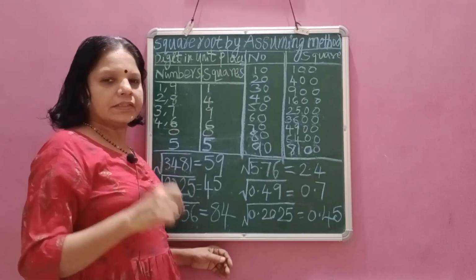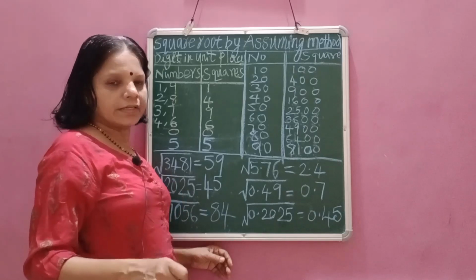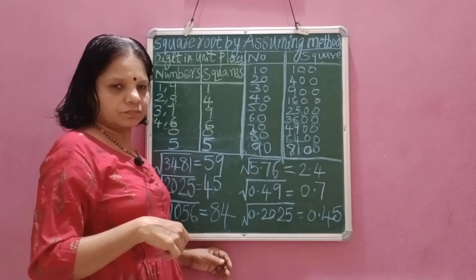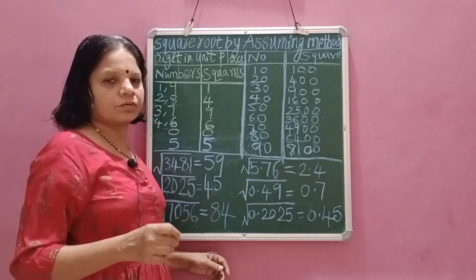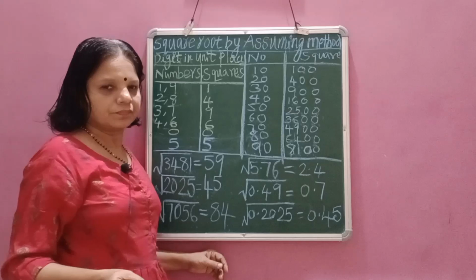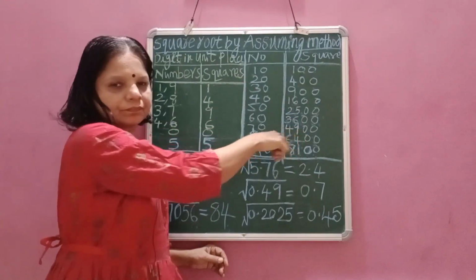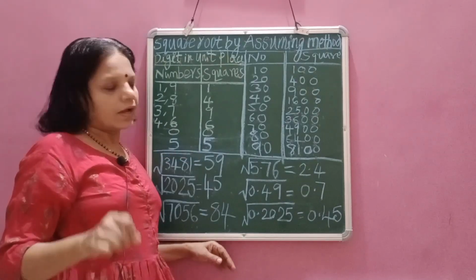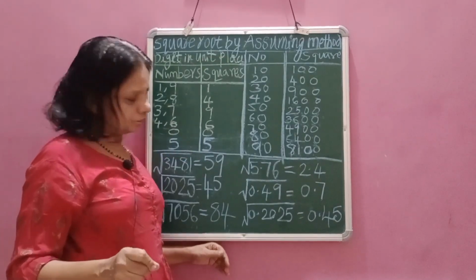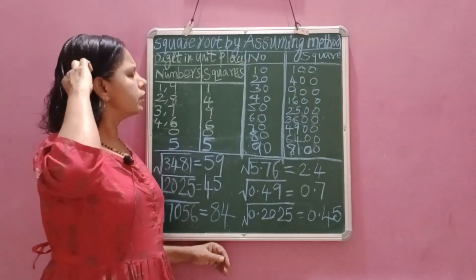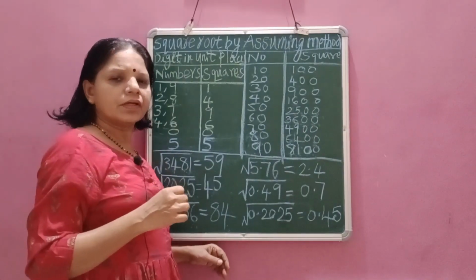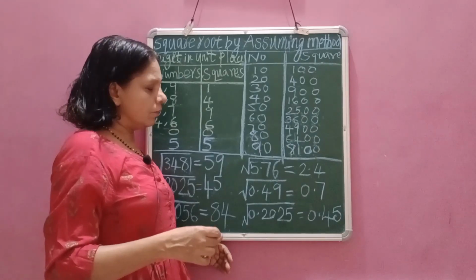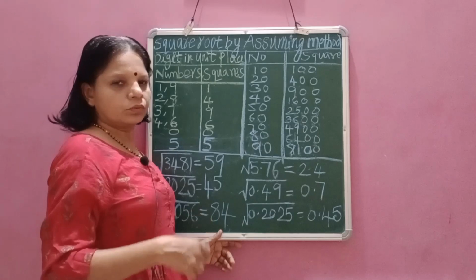In this way, by assuming according to the digit in the units place of the square and root, we can easily get the square root of the number. Understood this table? Using this table, this is all you have to keep in mind. And another thing I want to tell: if you put a decimal point in a perfect square, where will be the position of the decimal point in their root?